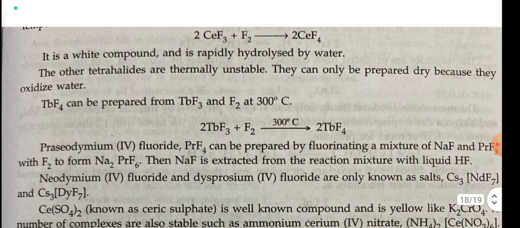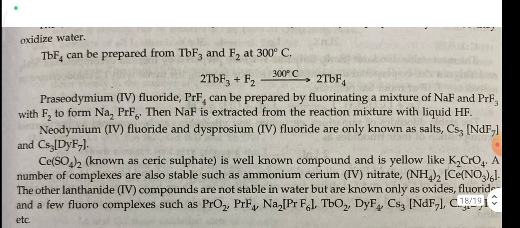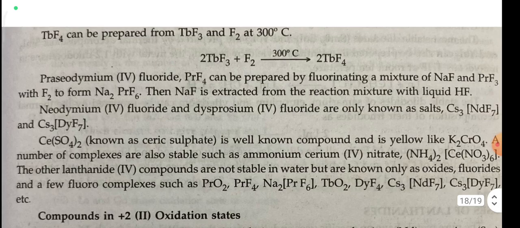It is a white compound rapidly hydrolyzed by water. The other tetrahalides are thermally unstable. They can only be prepared dry because they oxidize water. TbF4 can be prepared from TbF3 and F2 at 300 degrees Celsius. Praseodymium 4 fluoride, PrF4, can be prepared by fluorinating a mixture of NaF and PrF3 with fluorine to form Na2PrF6. Then NaF is extracted from the reaction mixture with liquid HF.